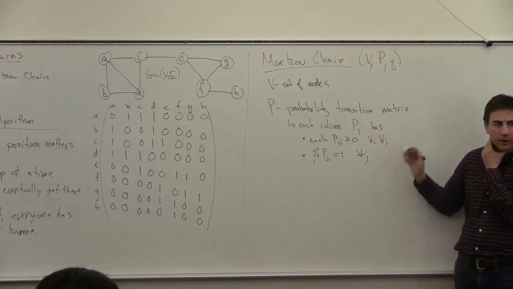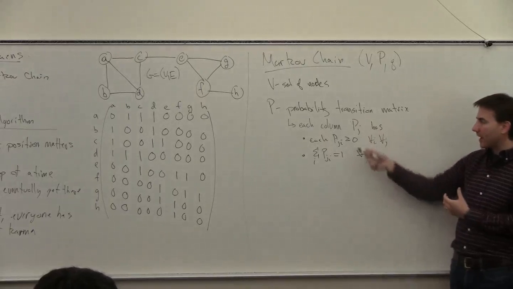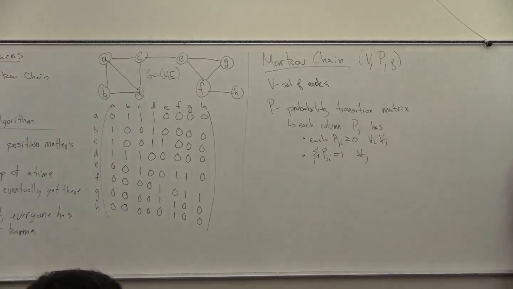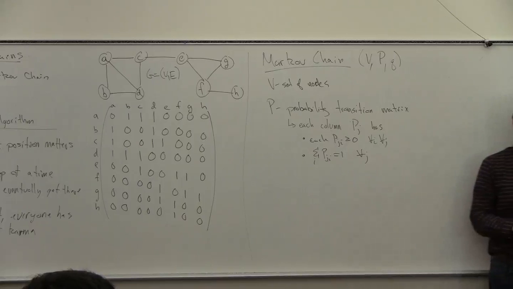I'll define the state, and then I'll come back and explain why this makes sense. But you can also have that each row has it, or each column, so it's like left and right. And if rows and columns both sum up, there's a word for it. Stochastic, yes. It's right stochastic, left stochastic, or fully stochastic if the rows and columns both sum to one.